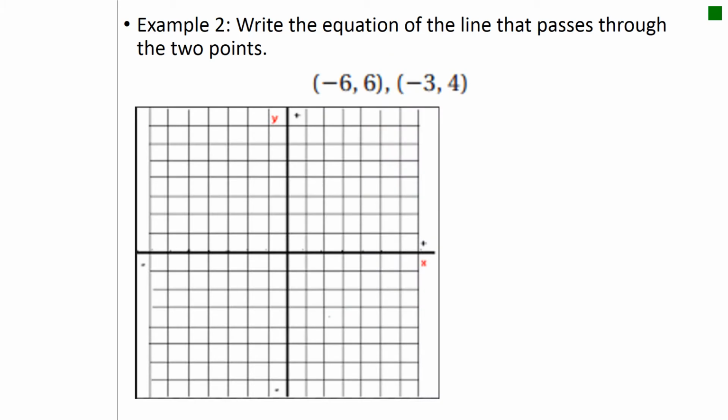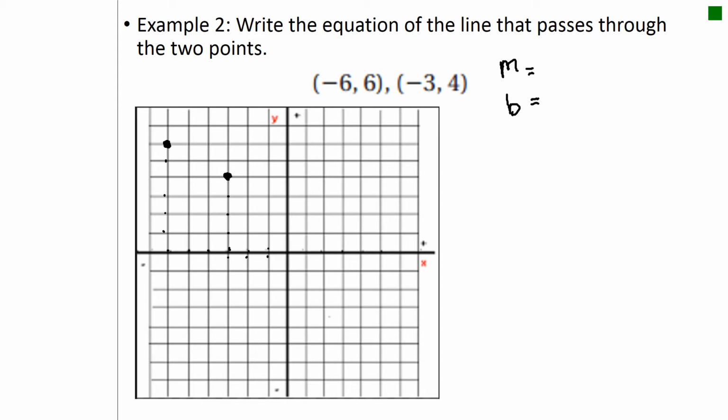In this example, they didn't plot the points for us, so it's just one more step of things we have to do. So I'm going to plot the points. (-6, 6). 1, 2, 3, 4, 5, 6. I went back to the left 6, and then 1, 2, 3, 4, 5, 6. And there you can see the dot coming in. And I need to go to (-3, 4), so you can see little dots while I'm counting. 1, 2, 3, and then 1, 2, 3, 4. Okay, so I've got those 2 points plotted, and I'm going to look for the slope, and I'm going to look for the intercept.